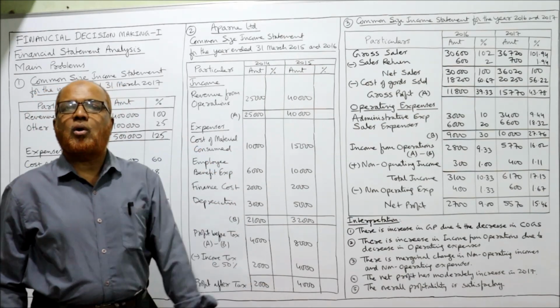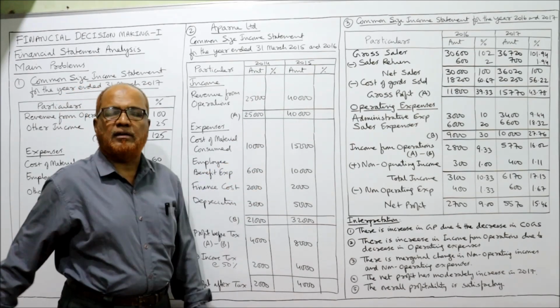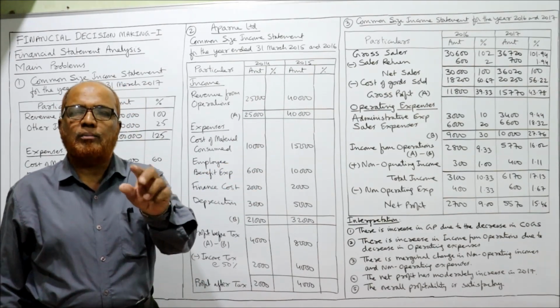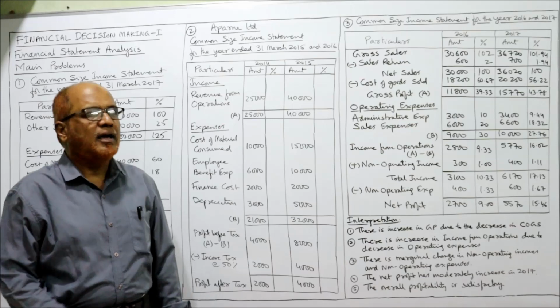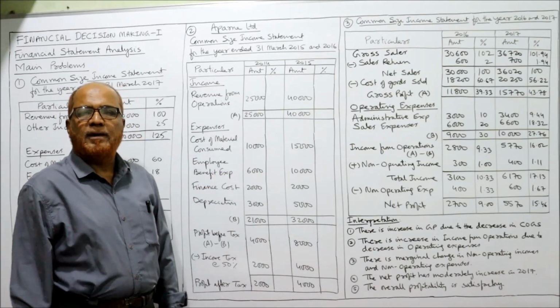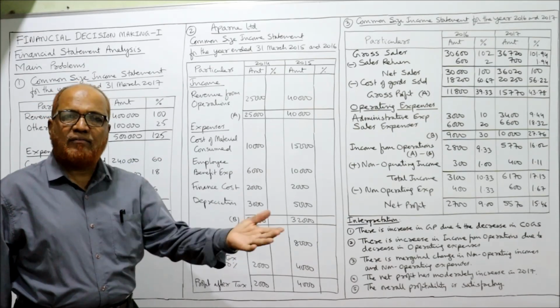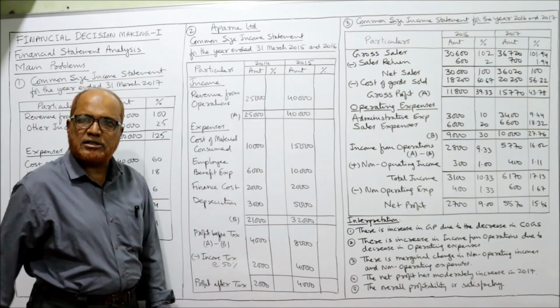So 2 broad columns we make. First column 2014, second column 2015. In this broad column, 2 sub columns we make: amount, percentage. Here also amount, percentage. First of all, whatever the amounts are given, that we will take up. Afterwards, we calculate the percentage, right?